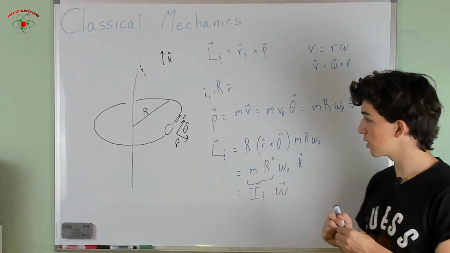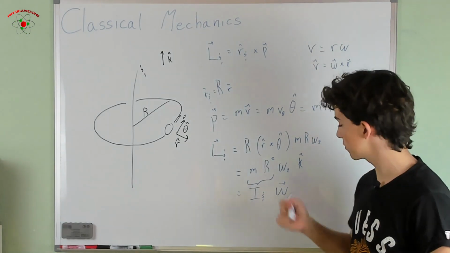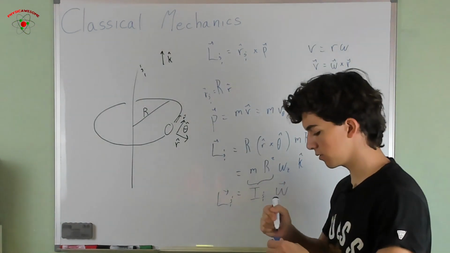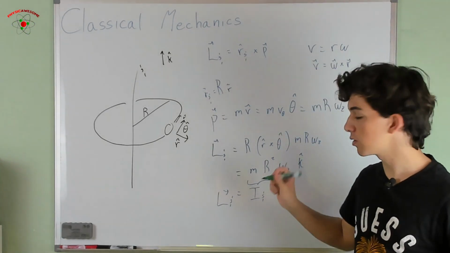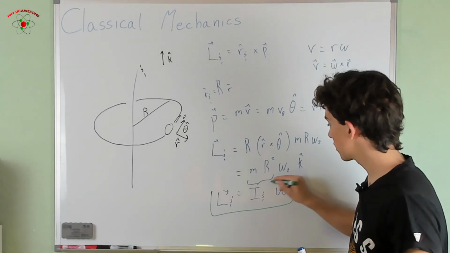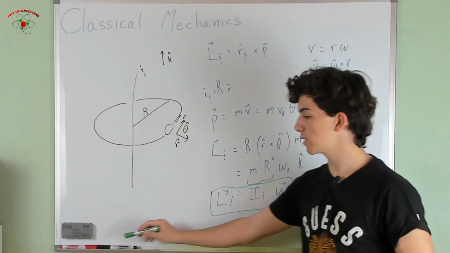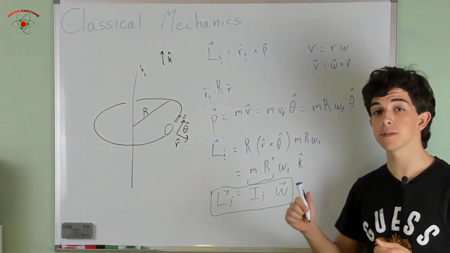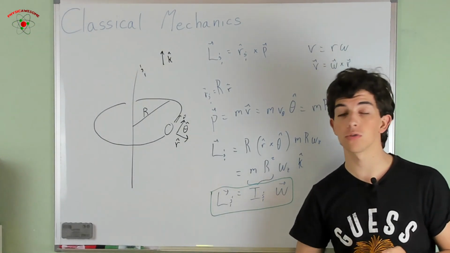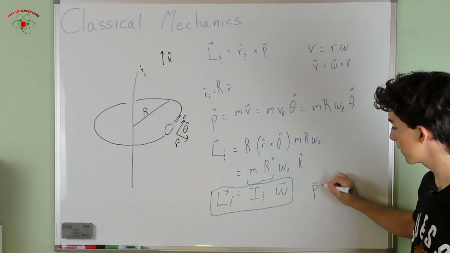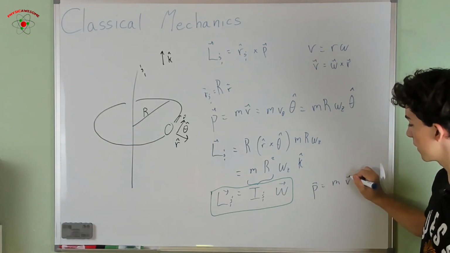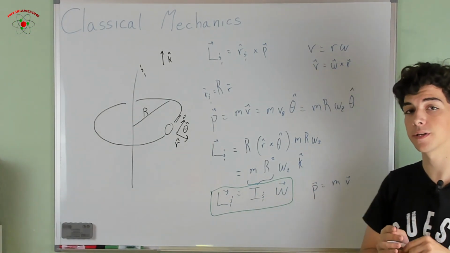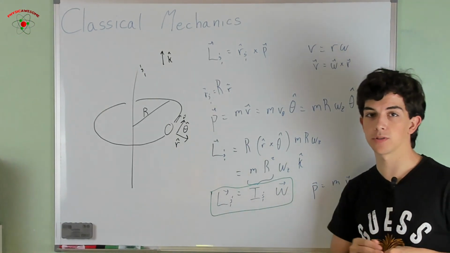So we observe that the angular momentum, and this is a very important expression, of a particle is equal to its moment of inertia times its angular velocity. And we know that this expression is remarkably similar to its linear analogous, P equals m v, where m is substituted by the moment of inertia and v by the angular velocity.